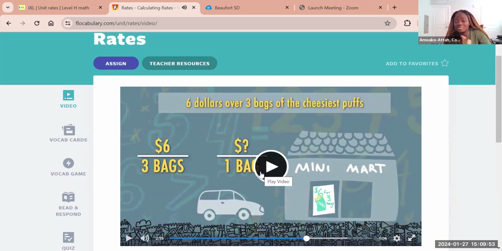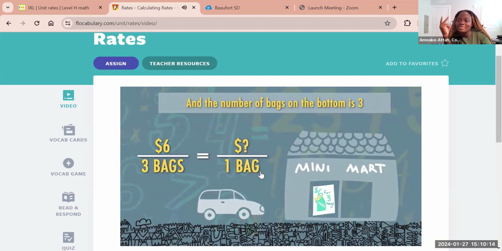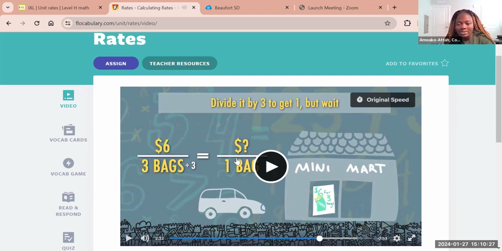This is also another example that we have: $6 costing 3 bags of, you take anything, cheese, candies, anything. So how much will one bag cost? You multiply the 6 by the $1, then the 3, you can represent it by anything. So I'll teach you the easiest way to do this mathematically. I always want the easiest way of doing things. If you understand the concept, then you don't have to struggle.